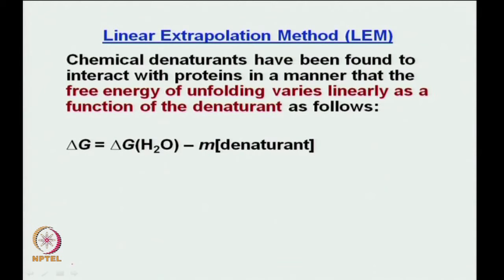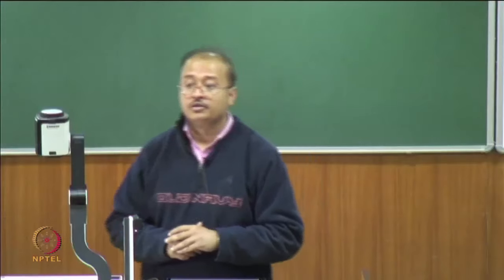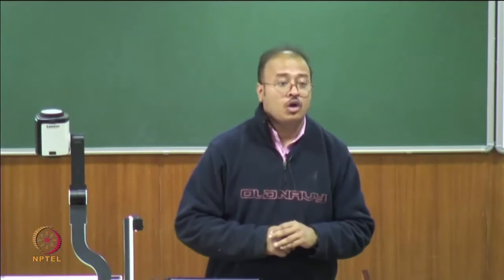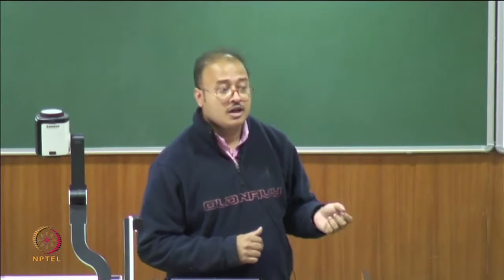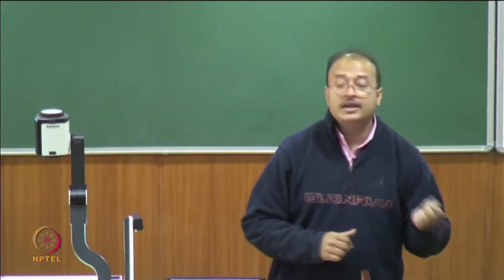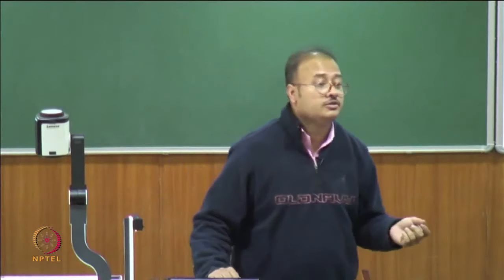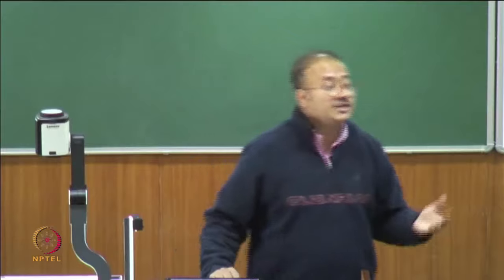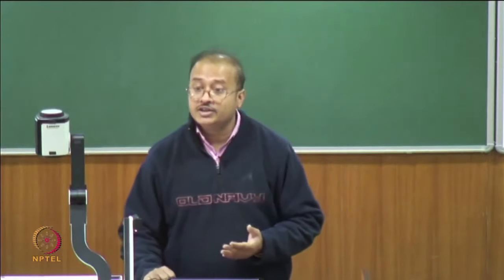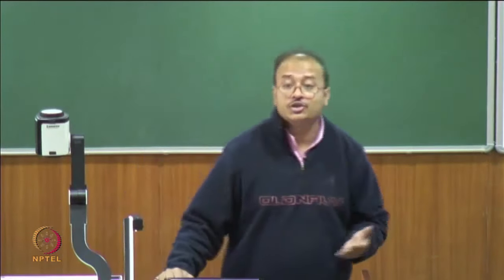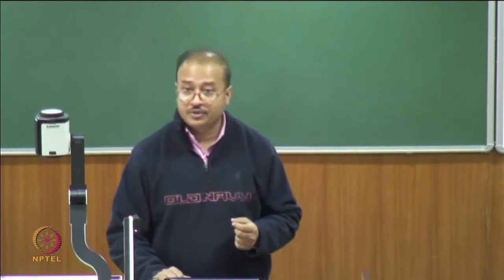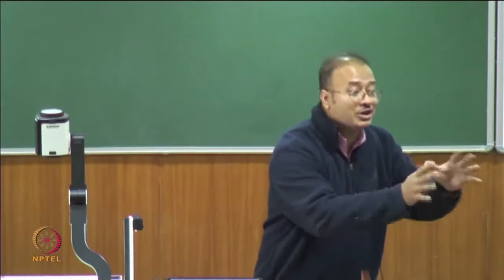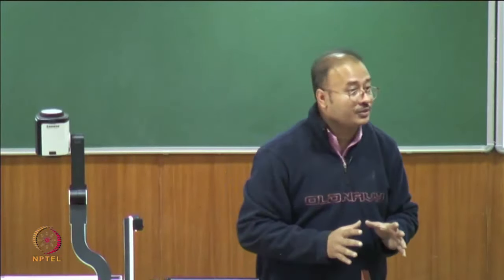What do you think is delta G H2O? Under what conditions? Delta G H2O is your intercept. At the intercept, what is the concentration of the denaturant? Zero. So essentially delta G H2O is that change in free energy where your concentration of denaturant is zero. That is what delta G H2O means. That is why it says H2O only, because you do not have any denaturant, your denaturant concentration is zero.